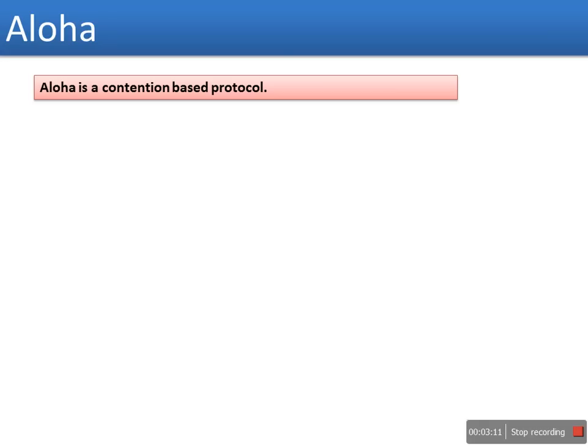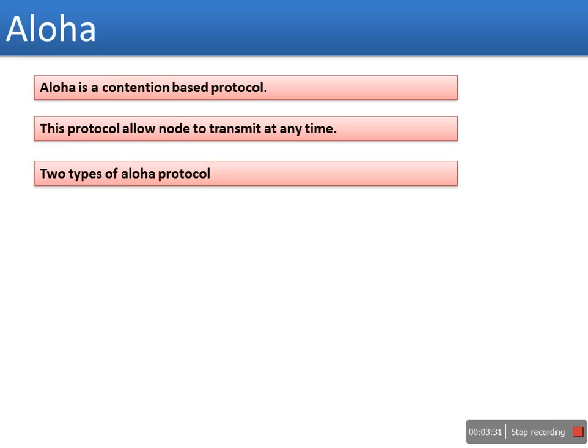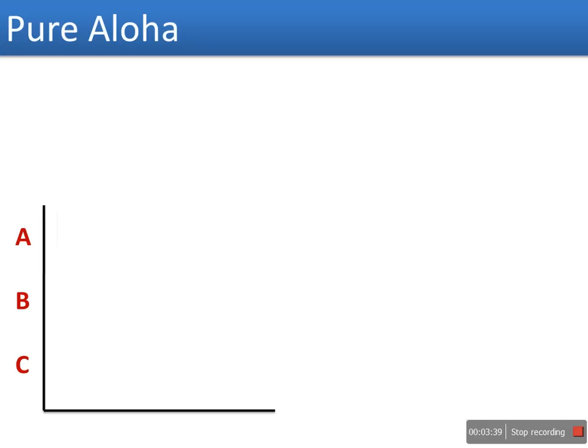It means under this protocol collision can occur, and this protocol says that if a node wants to transmit data, it can transmit at any time. Whenever a node has data, that node can start transmitting that data at any time. There is no constraint on time. We have two versions of Aloha. First one is pure Aloha, second one is slotted Aloha. Let's have a look at pure Aloha.